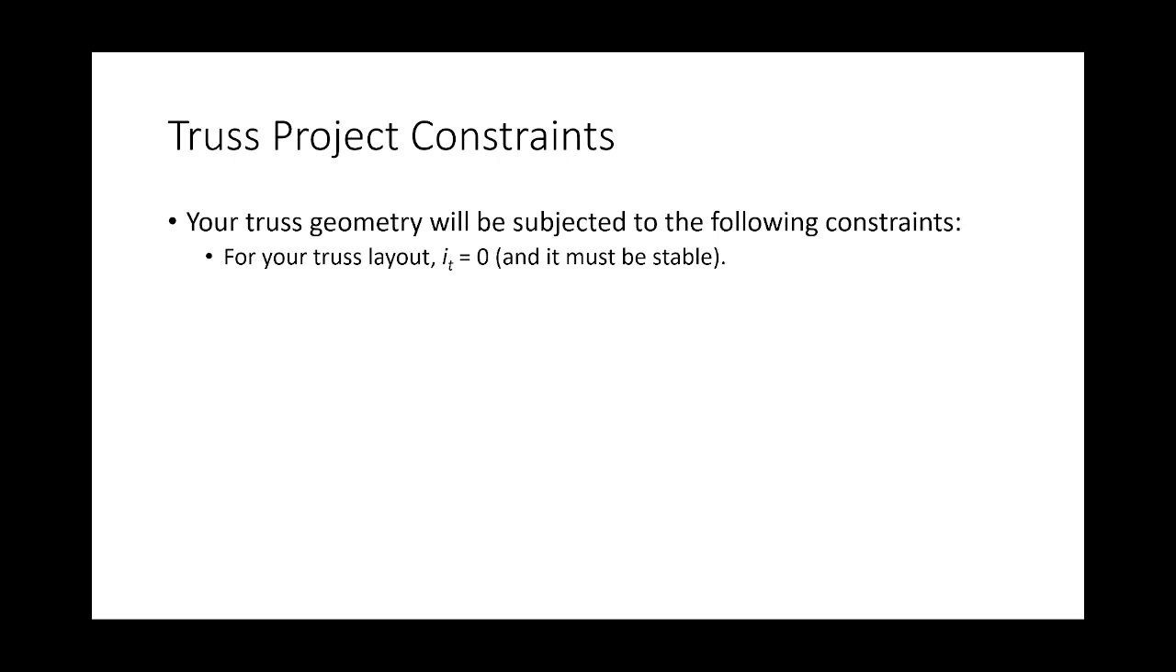Number one, for your truss layout, IT has to be 0, okay? So I want a stable and statically determinate truss. There is a reason for that, okay? The main reason is that if your truss is determinate, then you can change the members and it doesn't change the analysis results. That is to make it easier on you. If the truss is indeterminate, every time you change a member, it changes your big F's and little f's. I don't want that to happen. So you need to lay out a truss where IT is 0.